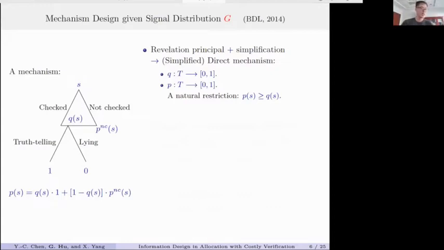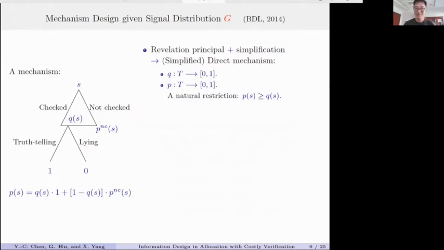Okay, so when we are familiar with this fake timeline, we can introduce a direct mechanism, actually a simplified direct mechanism, because we have used the simplification result to get the 1 and the 0. According to the results of BDL, we have a revelation principle. Sorry, there's a typo. Revelation principle. And we can focus on direct mechanisms, and particularly on the simplified direct mechanisms, which consist of 2 parts: the checking probability function Q, and the total assignment probability function P. There's a natural restriction on the 2 functions, that P should be greater than Q.